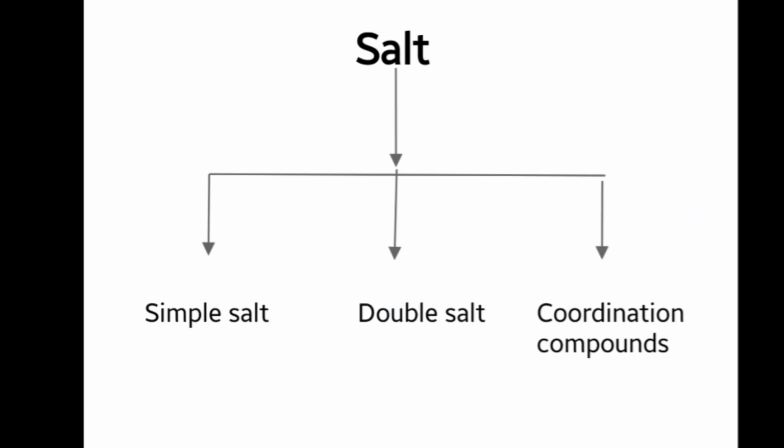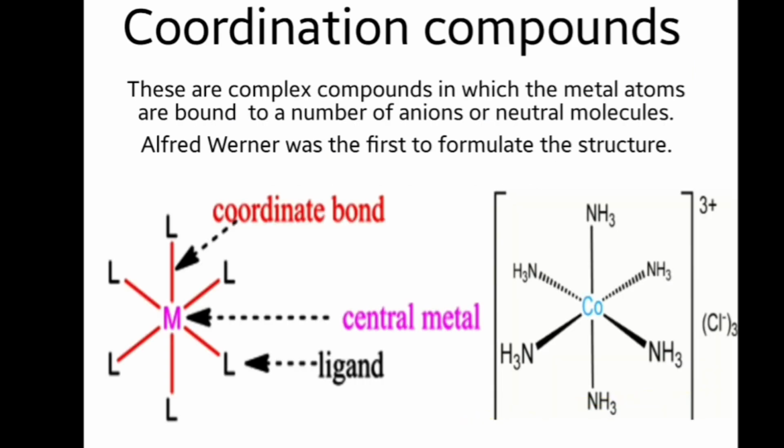Okay, so next, moving on to coordination compounds or complex compounds. So what are these compounds? The name of the chapter you're going to study will be coordination compounds. So what are these coordination compounds? These are complex compounds in which metal atoms are bound to a number of anions or neutral molecules.